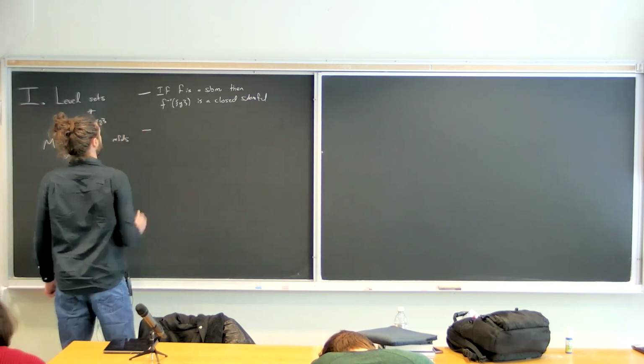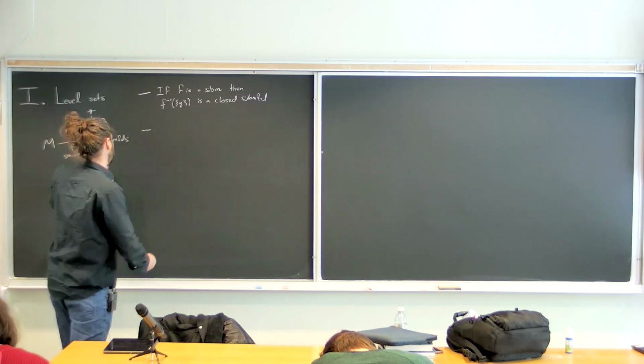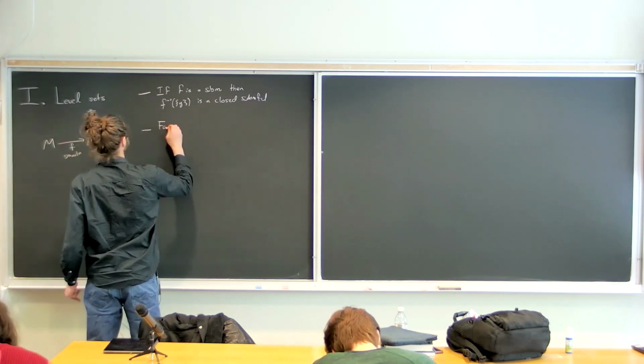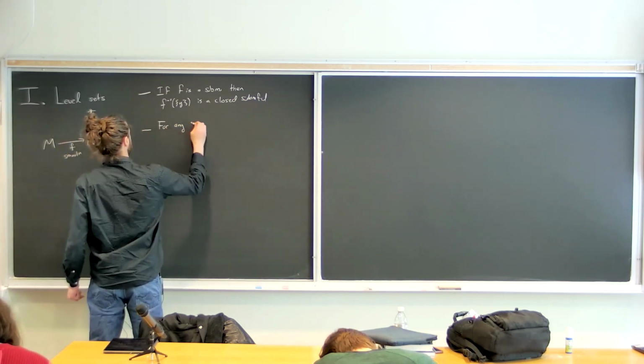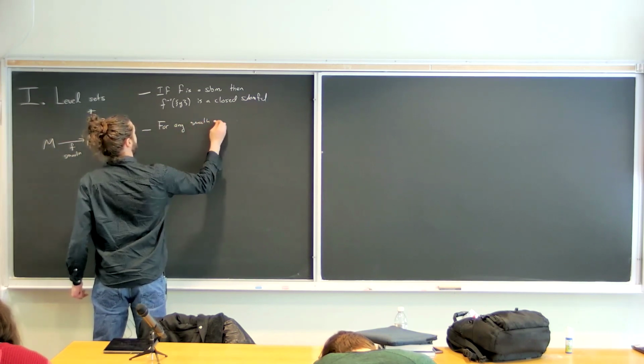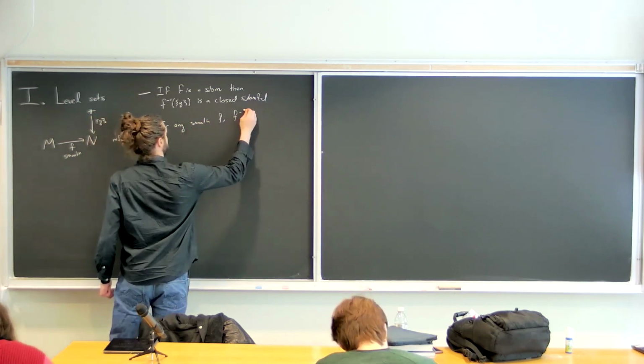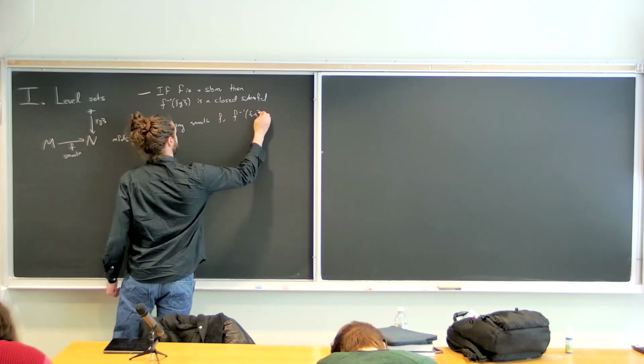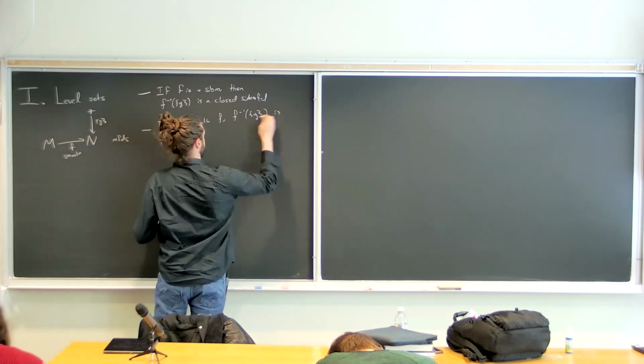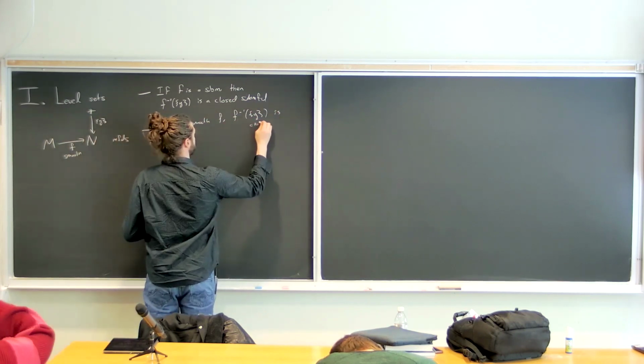Then the pre-image is a closed submanifold. This is used all the time in differential topology. Now, on the other hand, for any smooth f, I can look at this pre-image, and it's at least closed. This is because f is continuous.